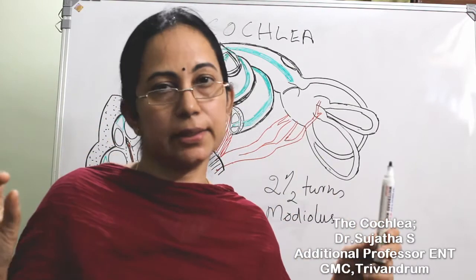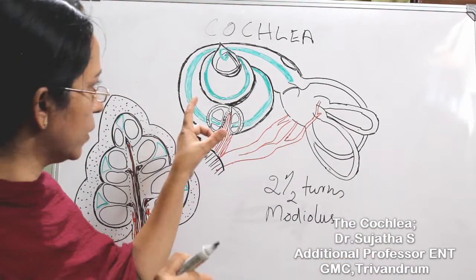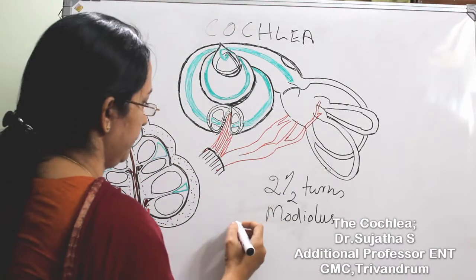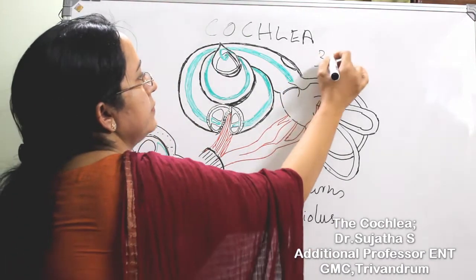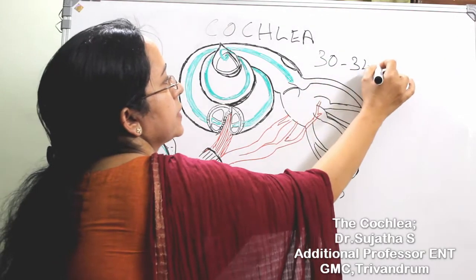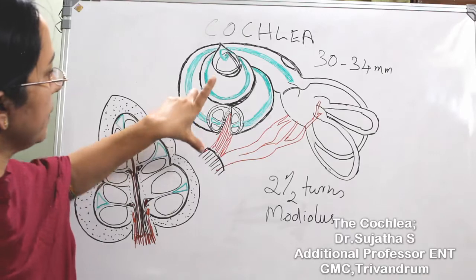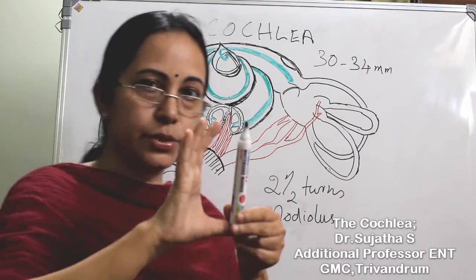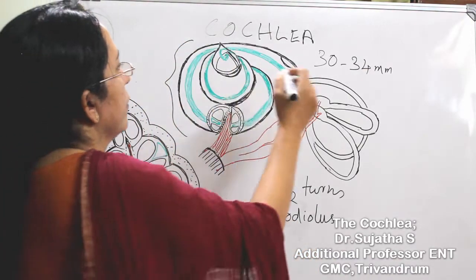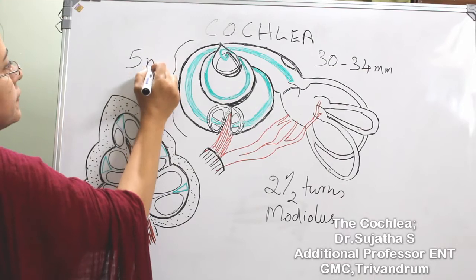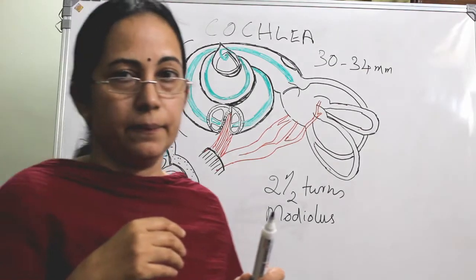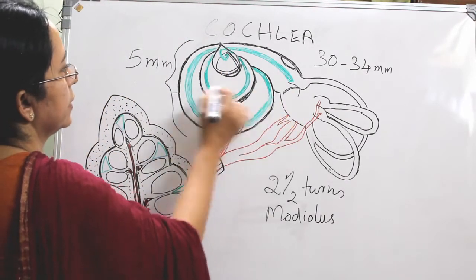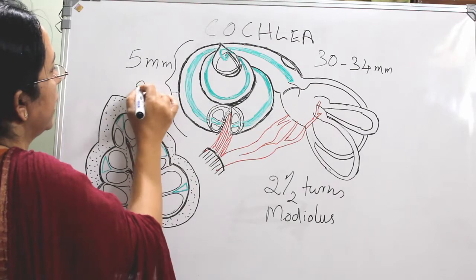you lengthen that coil, the whole length of the coiled cochlea is around 30 to 34 millimeters, and from base to apex, it comes around 5 millimeters. The greatest diameter around the basal coil, from here to here, comes around 9 millimeters.